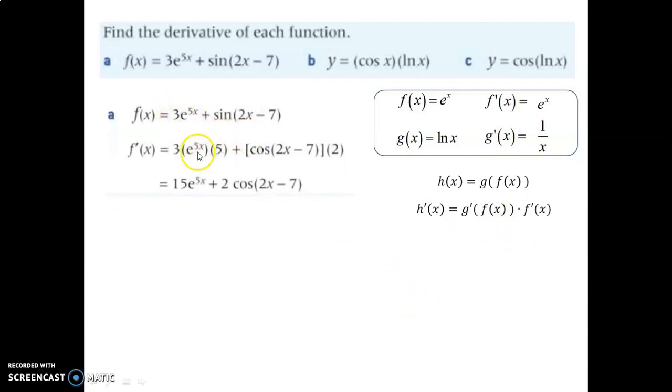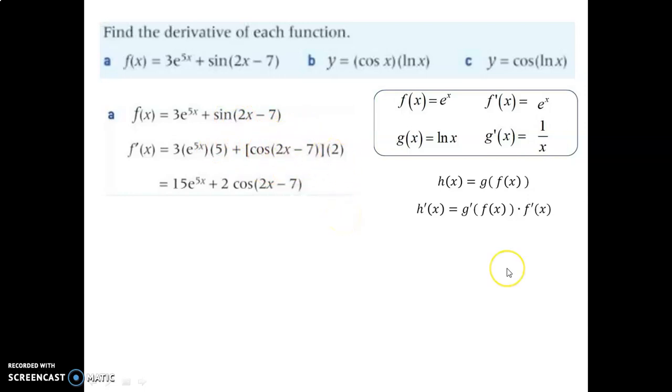Notice when we took the derivative of the first one, it remains unchanged, but we multiplied by 5 because that was chain rule. We need to multiply by the derivative of that upper function. And second one, we also use chain rule. Derivative of sine is cosine, but then we had to multiply by the derivative of the inner function.